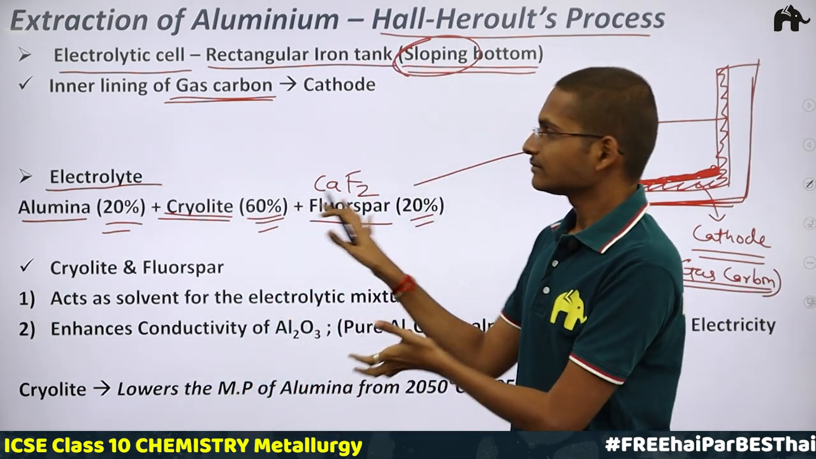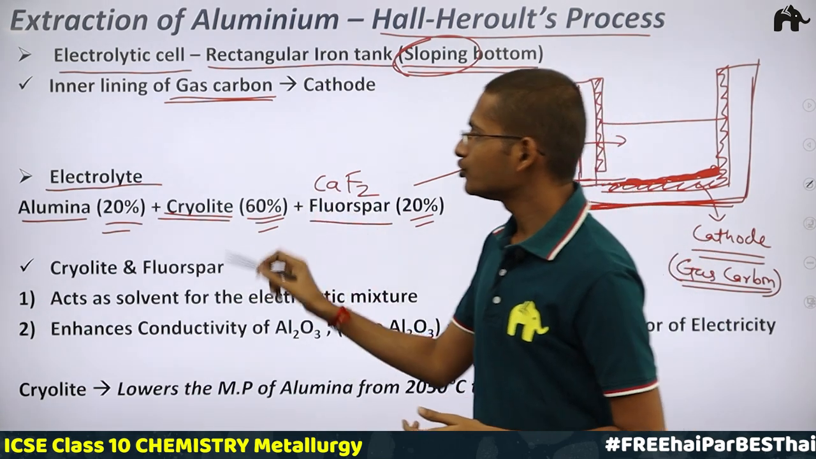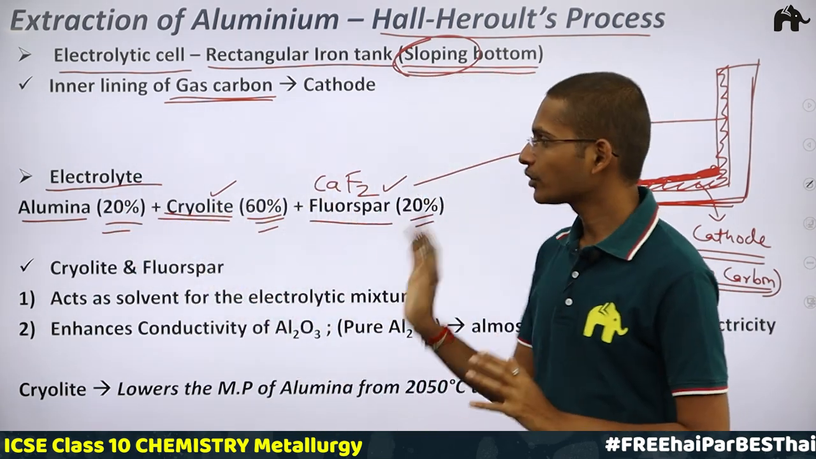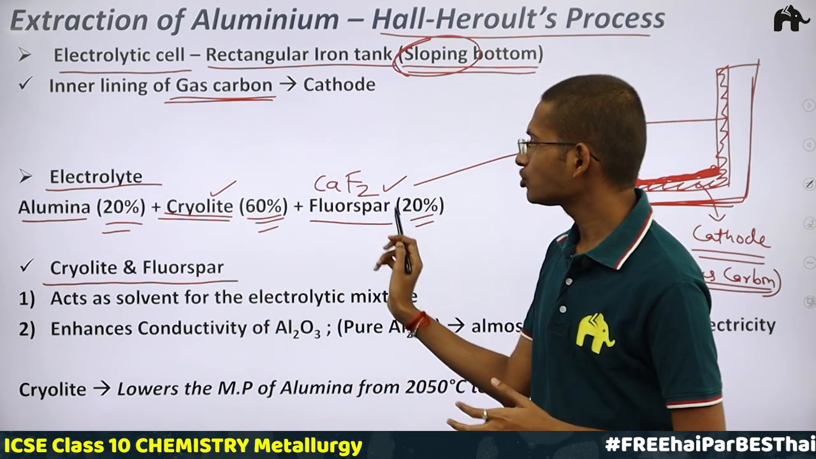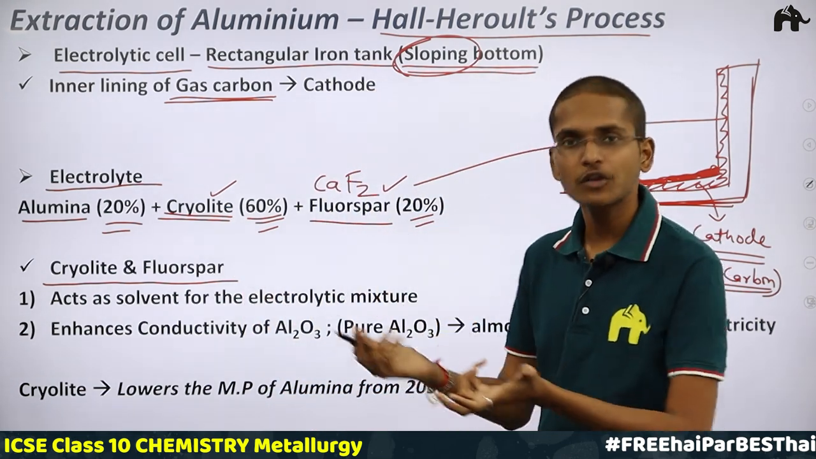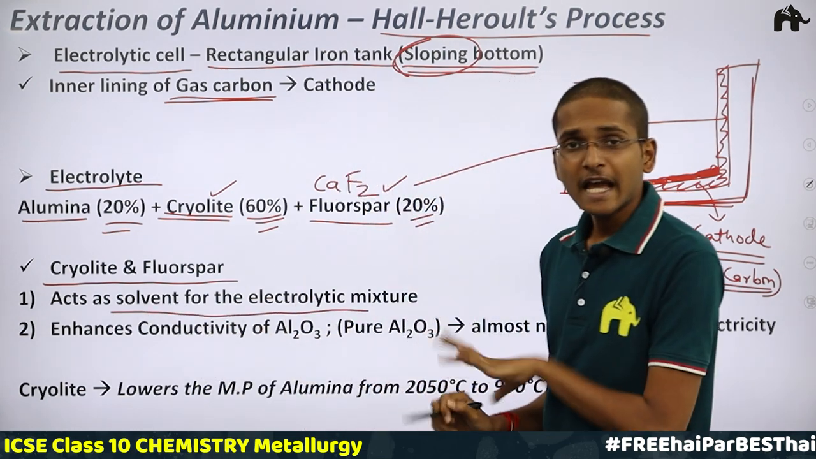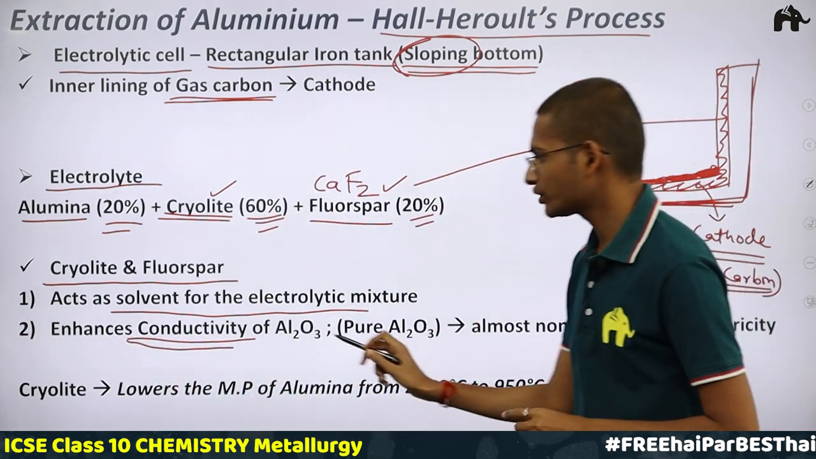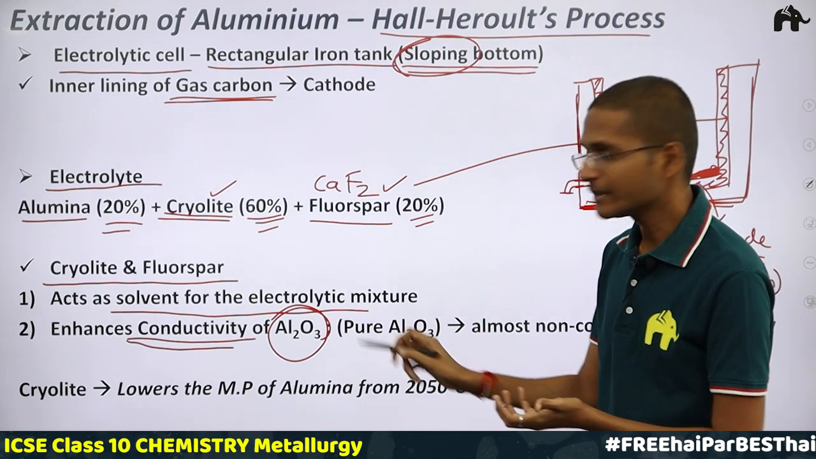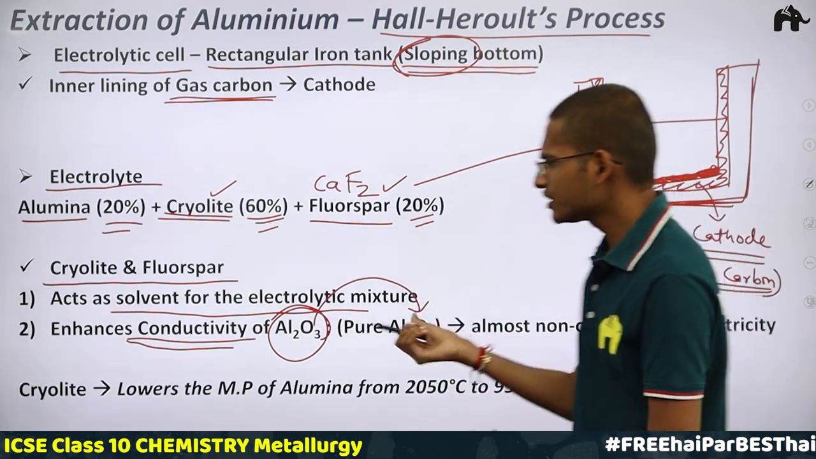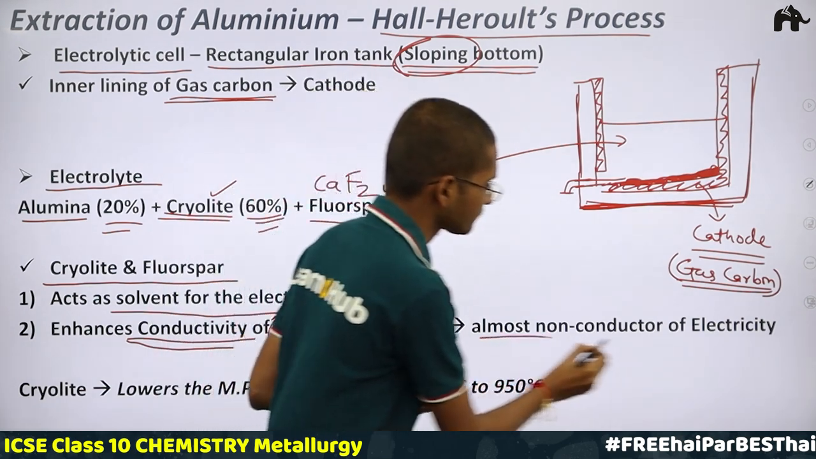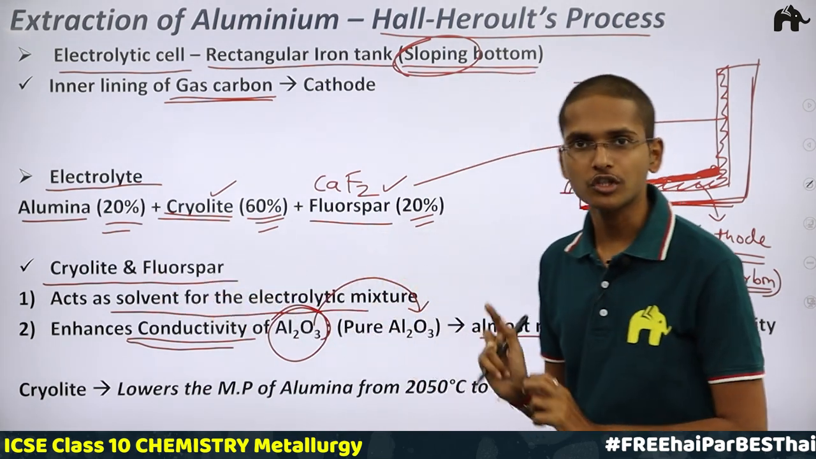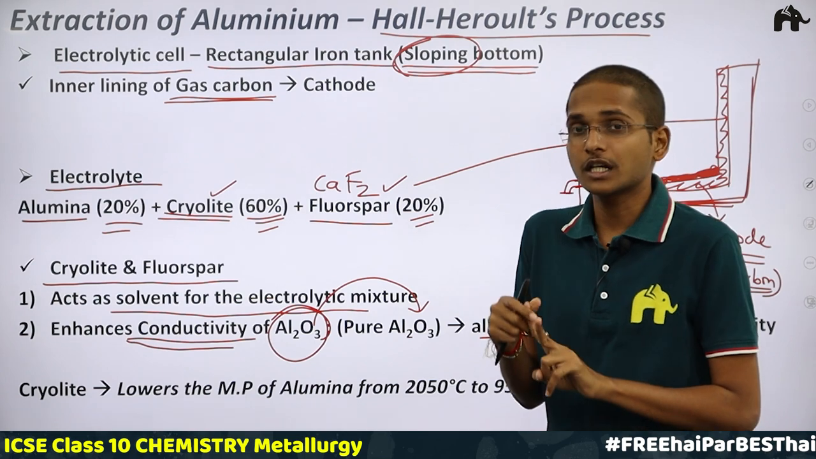Clear with this part? Now here, questions are frequently asked about why we use cryolite and fluorspar along with alumina as an electrolyte in this Hall-Heroult process. Both of them we use. The first reason is that it acts as a solvent for the electrolyte. And the second is that it enhances the conductivity of alumina. Why is it required to enhance the conductivity? Because pure alumina, just like pure water, is almost a non-conductor of electricity. So we need something that would enhance its conductivity, and that's why we are using cryolite and fluorspar, these two things, as a solvent and to enhance the conductivity of the alumina.